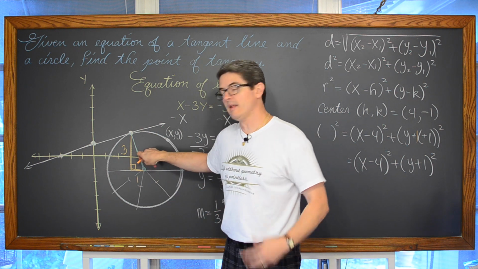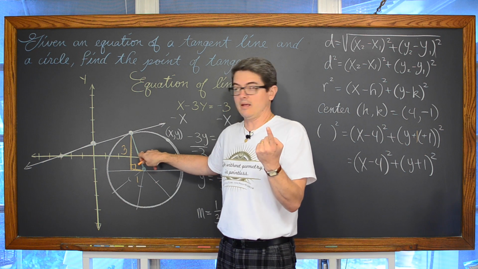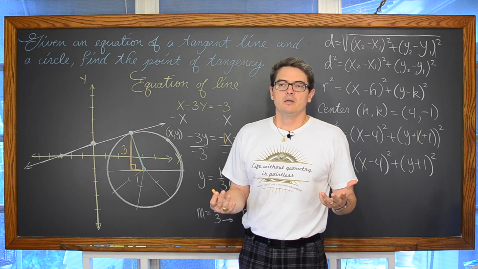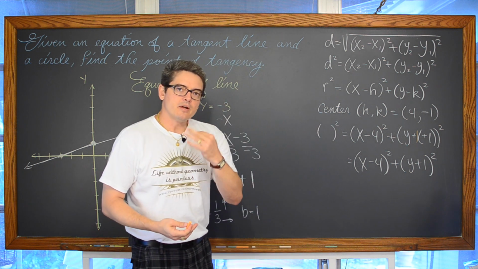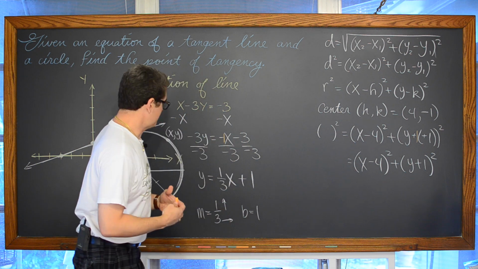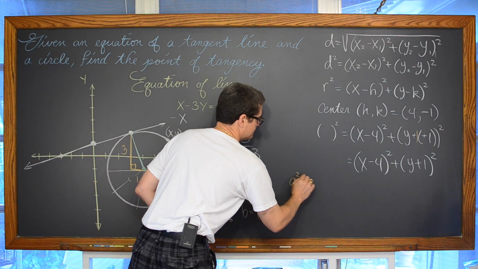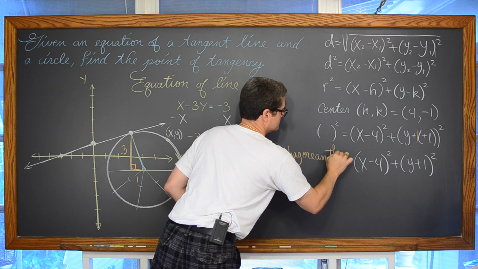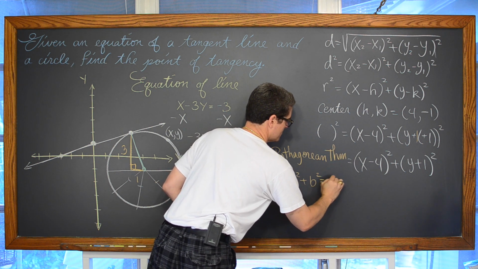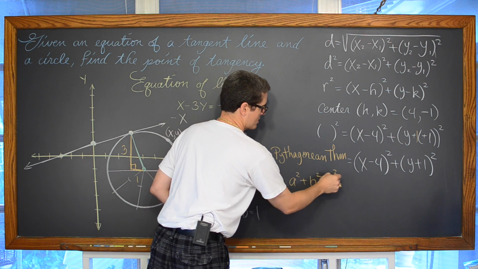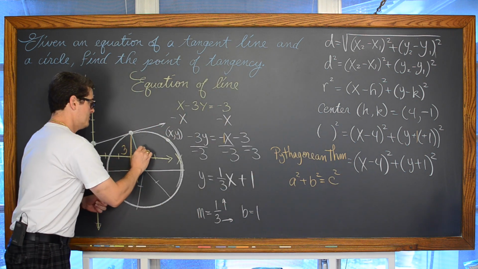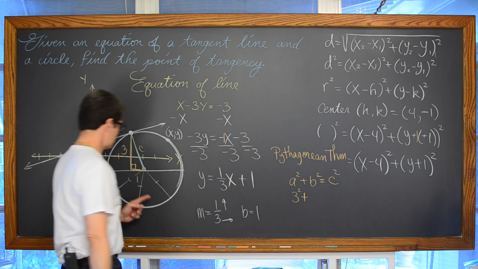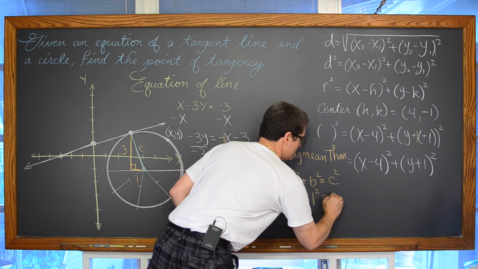And how do you find the missing length of a right triangle when you're only missing one length? You've got two legs, the two sides that come together to make the right angle, and you're missing the hypotenuse. Well, if you're missing one side of a right triangle, you find it by doing Pythagorean theorem, which is a squared plus b squared is equal to c squared. One leg squared plus another leg squared is equal to the hypotenuse squared. That hypotenuse is going to be the radius of our circle. So we have 3 squared plus 1 squared is equal to c squared.